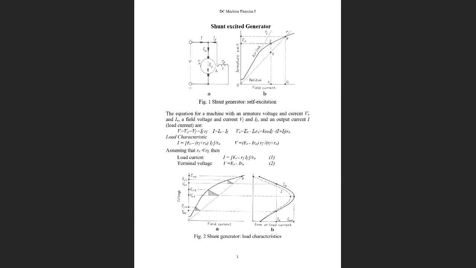that is, the self-excited DC generators. First, we show you Figure 1(a), a typical electric circuit representing the shunt excited machine. Here V is the armature voltage. Because this is a generator, the output is the terminal voltage. The output is DC, so we have the terminal voltage V here, and the loading current I here. The armature current is represented by IA here.